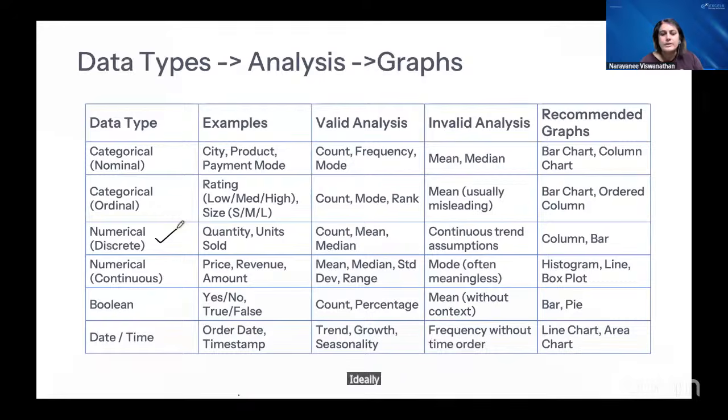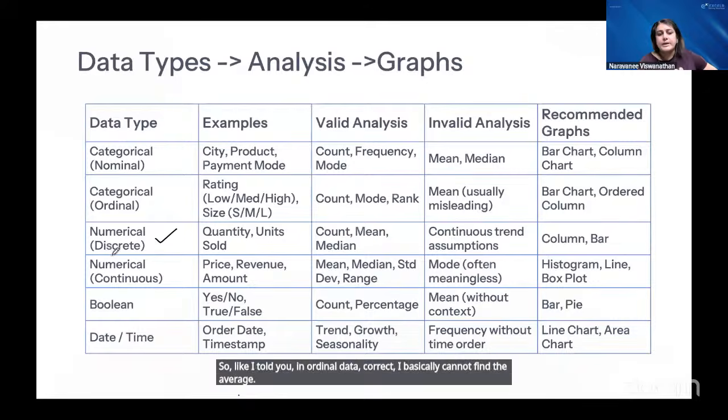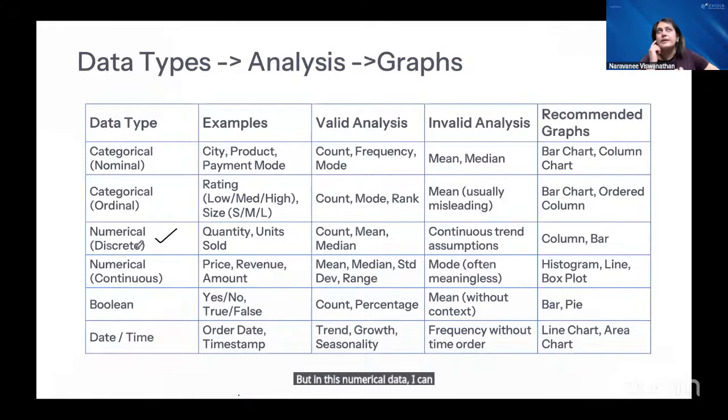How do I count it? I don't have anything like that, correct? So generally in finance, this is very, very important. What does this mean, guys? This means I can count these numbers. Now, what is the difference between ordinal data and numerical data? Like I told you, in ordinal data, I basically cannot find the average. But in numerical data, I can find the average.